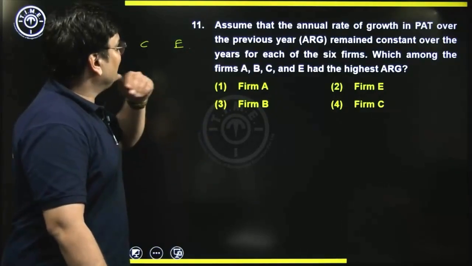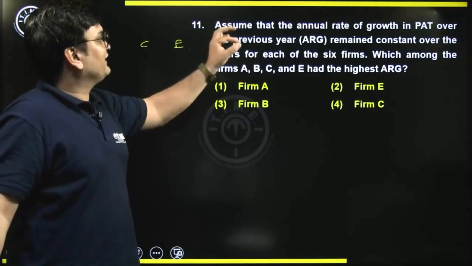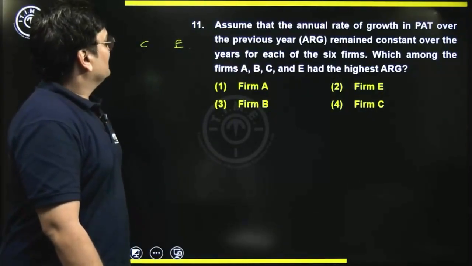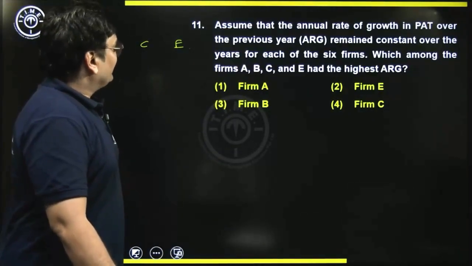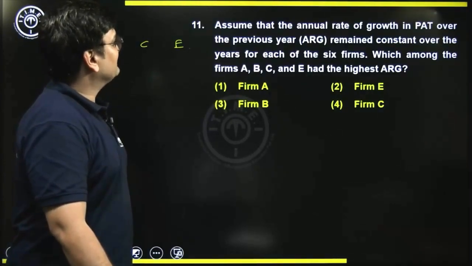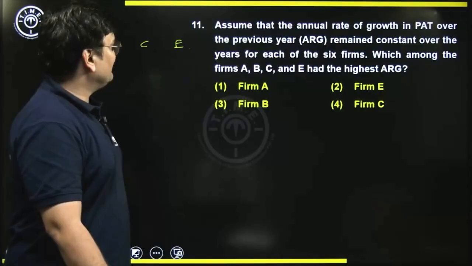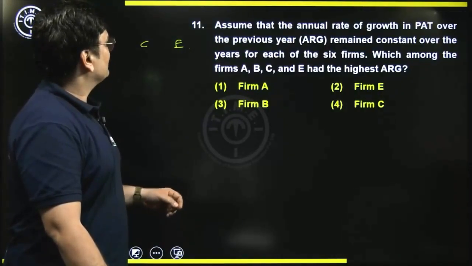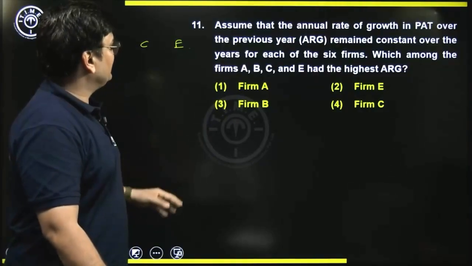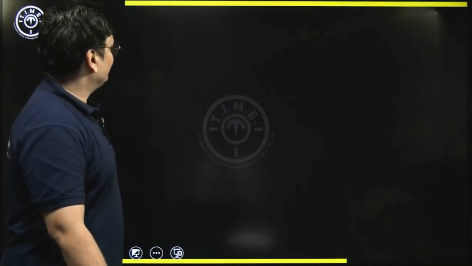Now what is ARG again? ARG is the annual rate of growth in PAT over the previous years, remaining constant over the years for each of the 6 firms. Which among the firms had the highest annual rate of growth in PAT? Now please look at this.